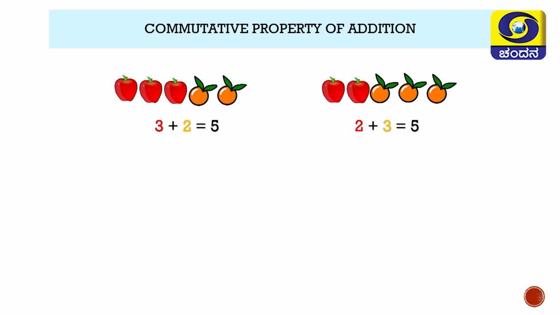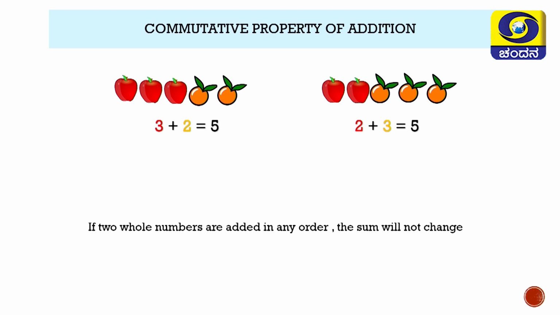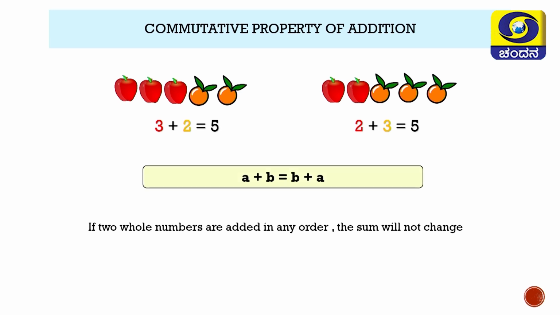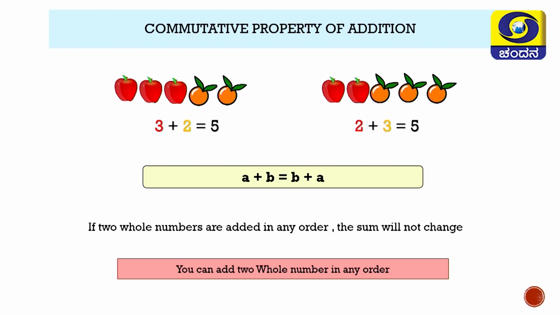See, children, you can observe here 3 plus 2 is equal to 5 and 2 plus 3 is also equal to 5. I can conclude that if two whole numbers are added in any order, the sum will not change. Is it correct? Yes. See here, 3 plus 2, 2 plus 3, which gives you the same sum. Hence, I can also write the commutative property of addition in this manner, that is A plus B is equal to B plus A. That is nothing but you can add two whole numbers in any order. I hope you have understood.